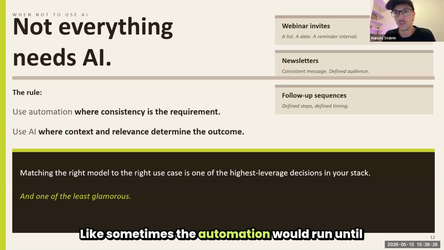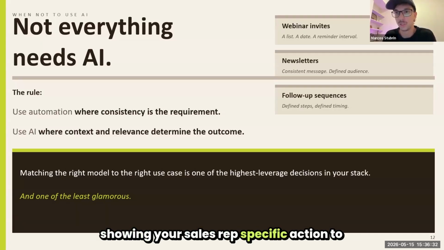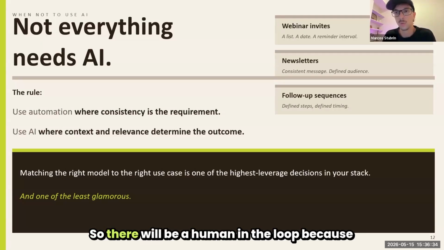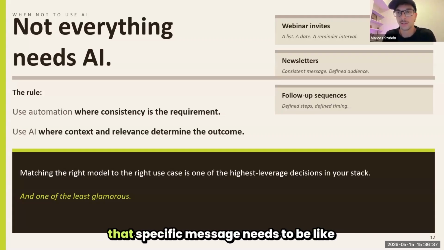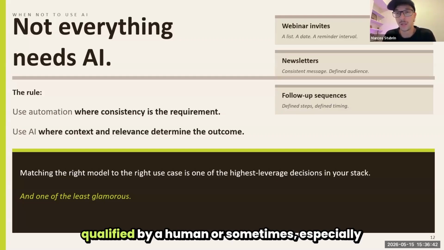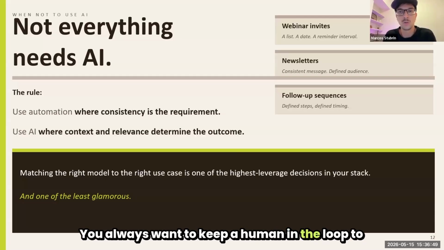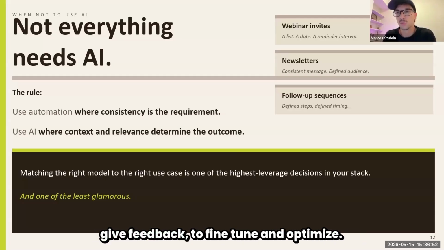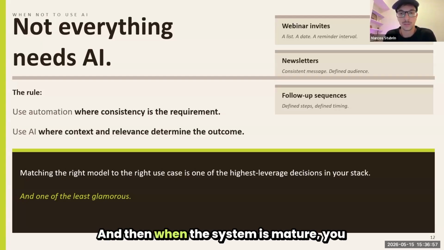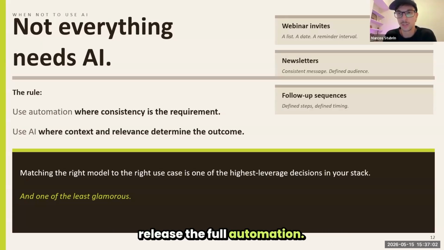Like sometimes the automation would run until showing your sales rep a specific action to take. So there will be a human in the loop because that specific message needs to be qualified by a human. Or sometimes, especially when you launch this type of system, you always want to keep a human in the loop to give feedback, to fine tune and optimize. And then when the system is mature, you release the full automation.